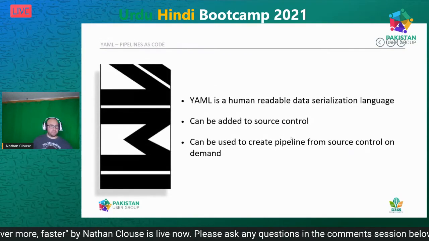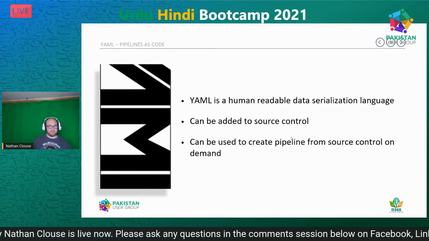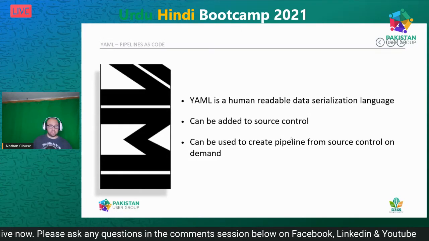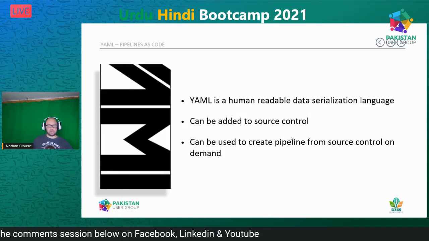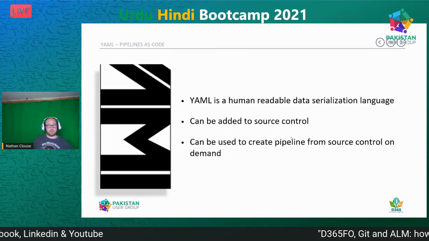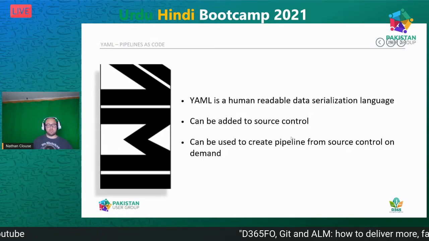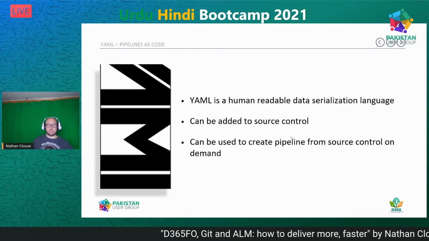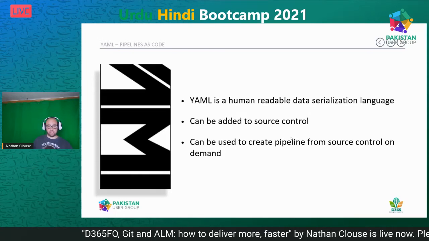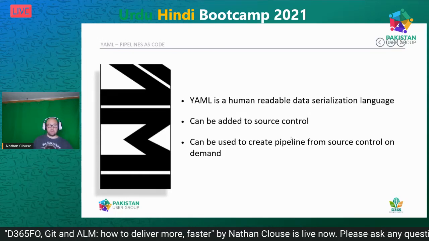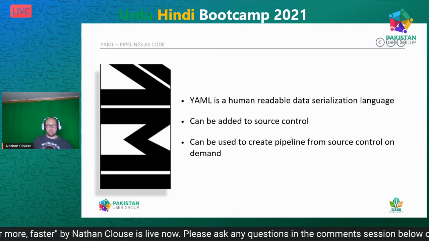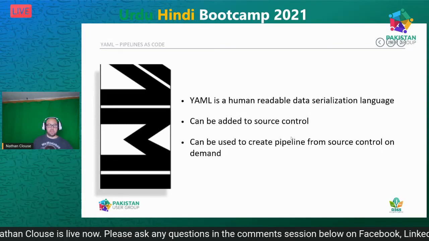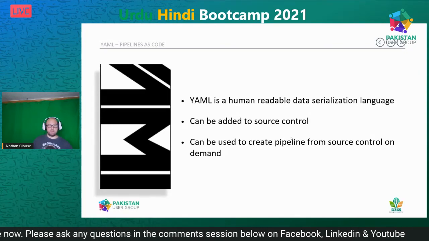Next, we're going to talk about YAML. So this is a high-level slide. YAML is really cool. It's a human-readable data serialization engine. What it means is you can use this to build a pipeline, whether it's a build pipeline or a release pipeline. You can add it to source control, and then you can tell DevOps to say, hey, I want to build a pipeline from this artifact in source control, so you can create your pipelines on demand. So you can basically create them once and recycle them throughout all of your different branches. And you don't have to keep on building new pipelines.